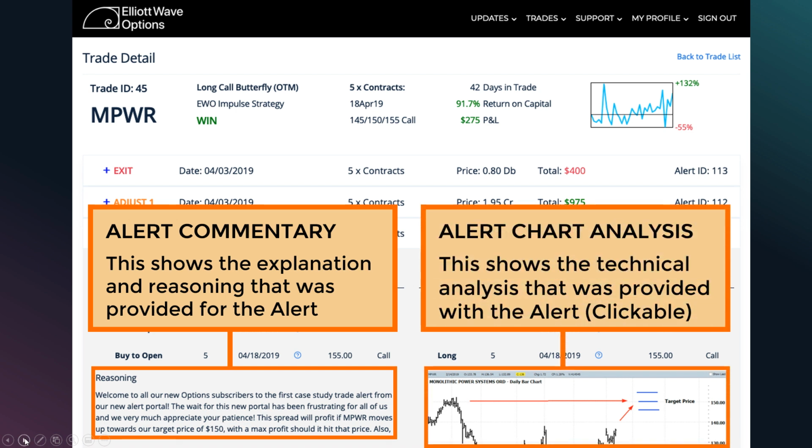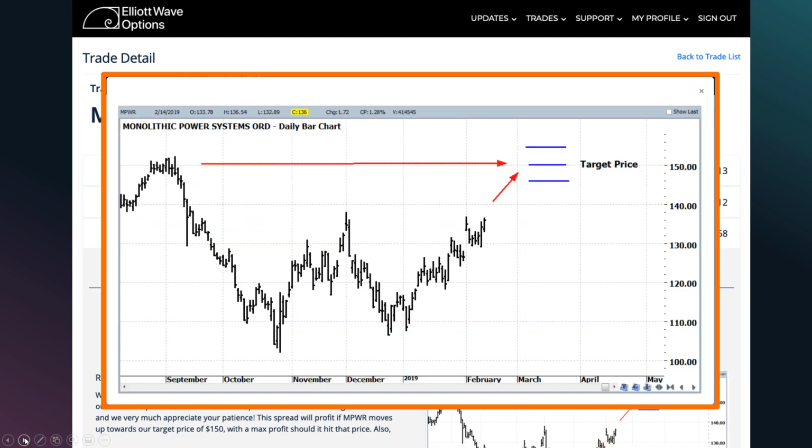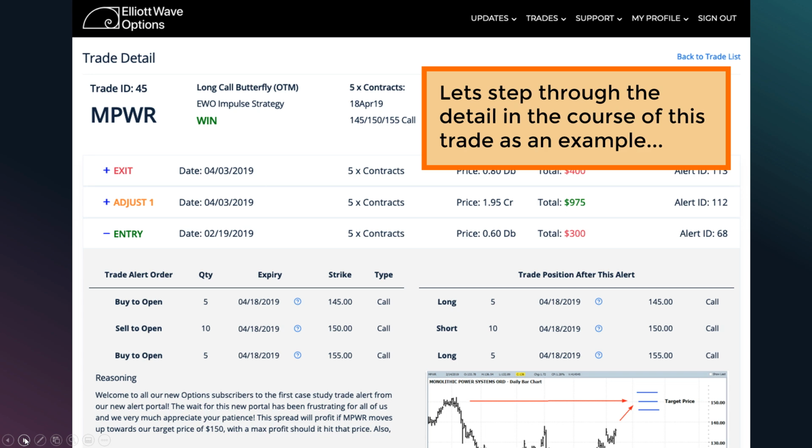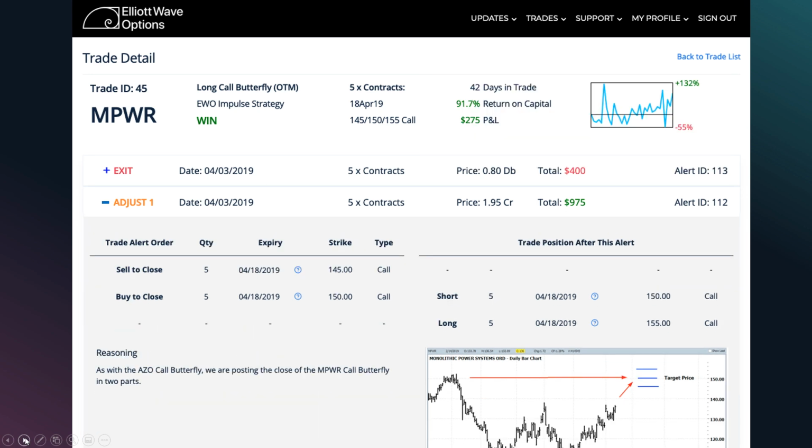The alert chart analysis shows the technical analysis that was provided with the alert, and it's clickable. In other words, all you have to do is click on the chart and you get an expanded view of the chart rather than just the smaller view. So let's step through the detail in the course of this trade as an example.